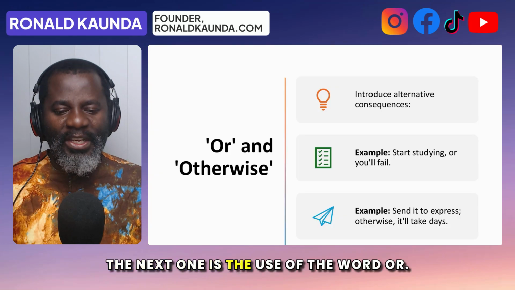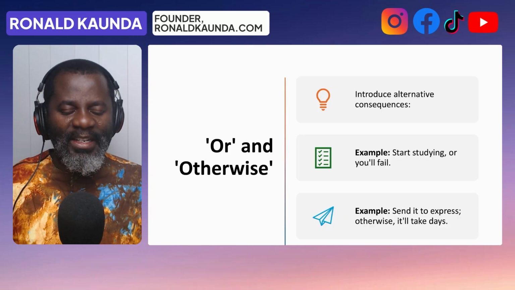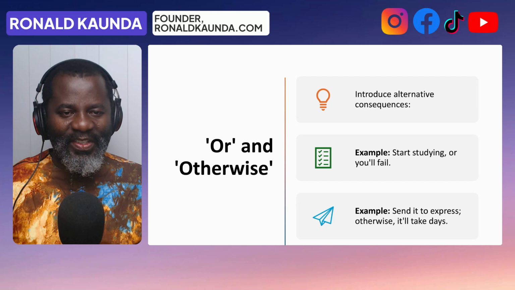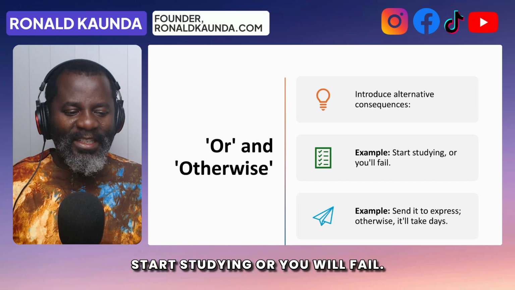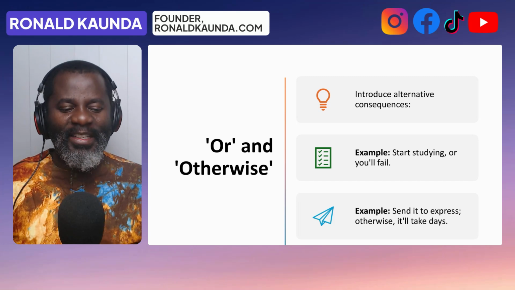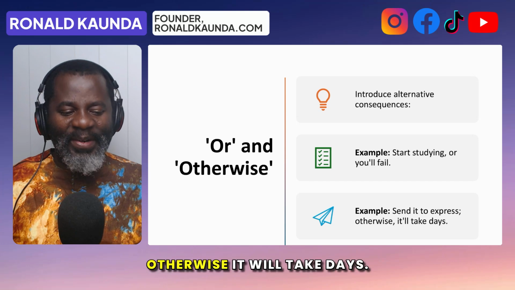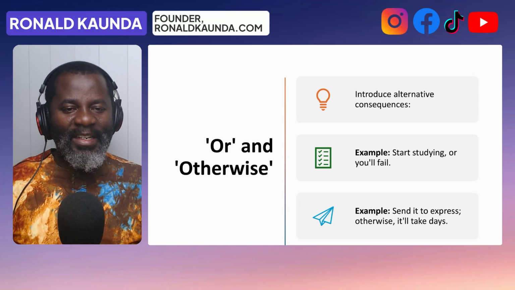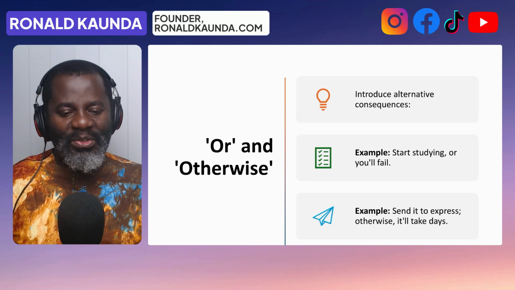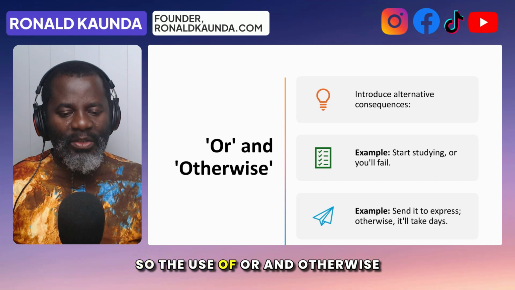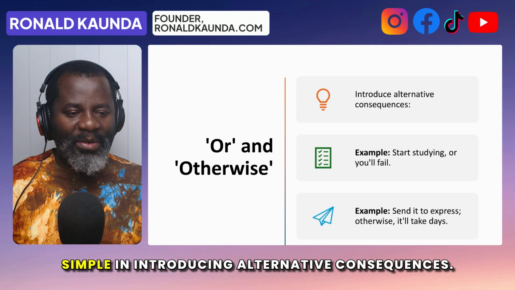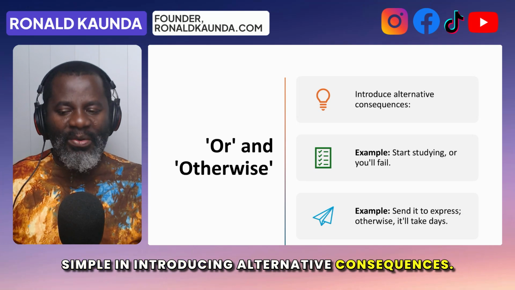The next one is the use of the word or and otherwise. These introduce alternative consequences. For example, start studying or you will fail. Send it to Express, otherwise it will take days. Again, we can see how we are using these, and they suggest an introduction of alternative consequences. So the use of or and otherwise in conditional sentences is very simple in introducing alternative consequences.